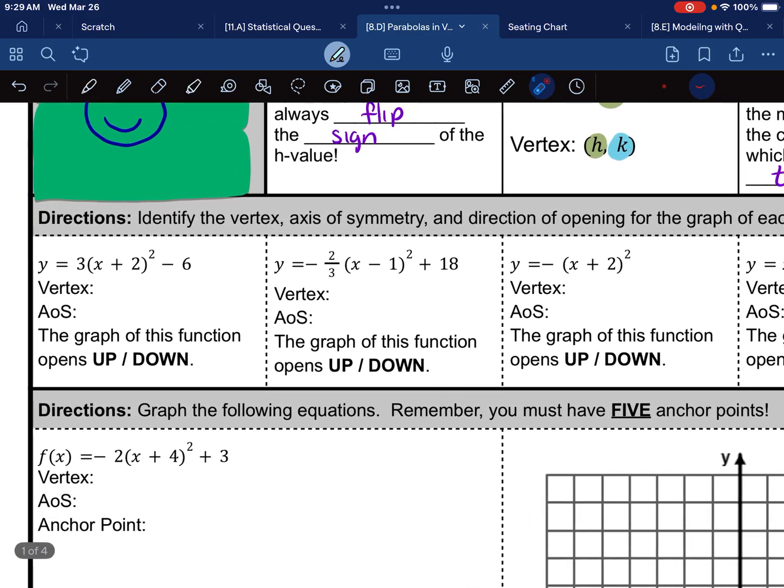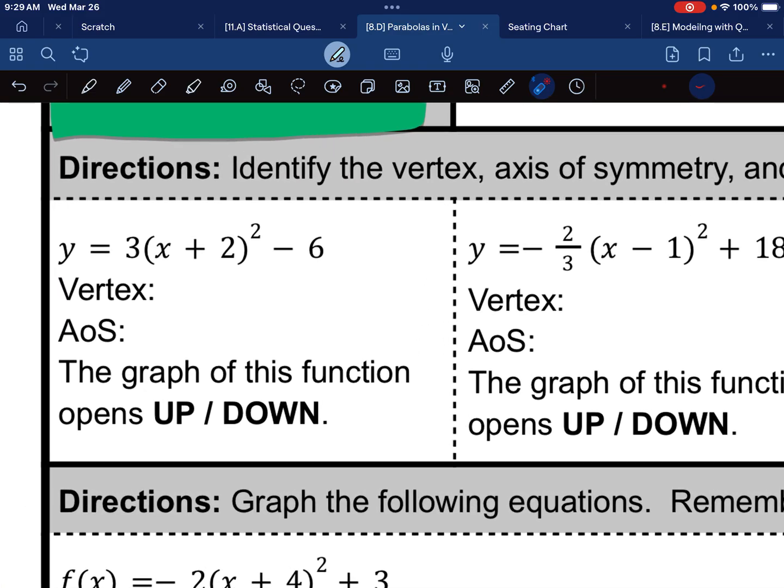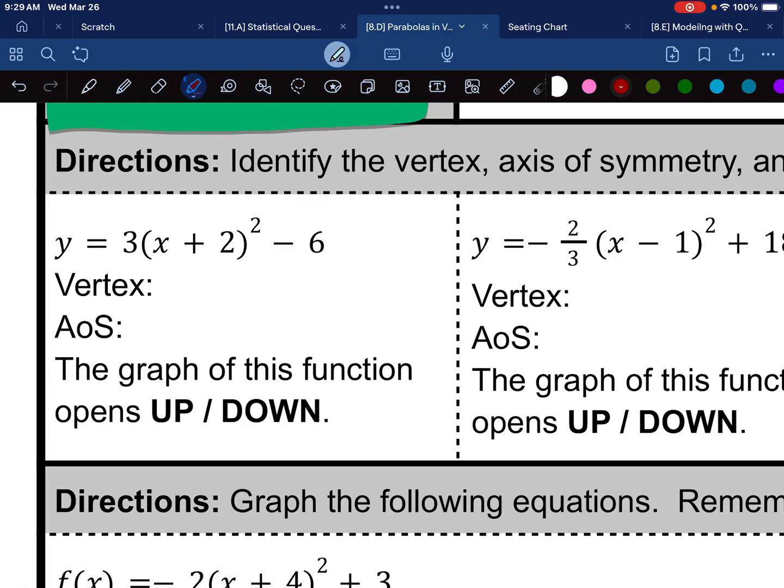So what we're going to do is practice finding the vertex, AOS, and the direction that it opens, just here in vertex form. I know that we practiced a little bit with how it opens in 8A, so this is going to be just a little extra practice for us.